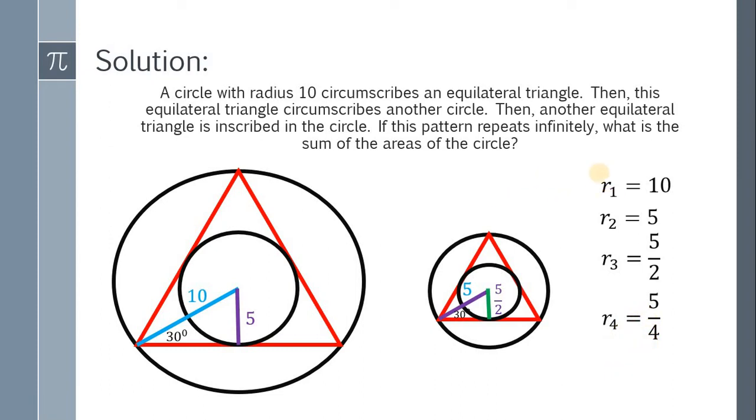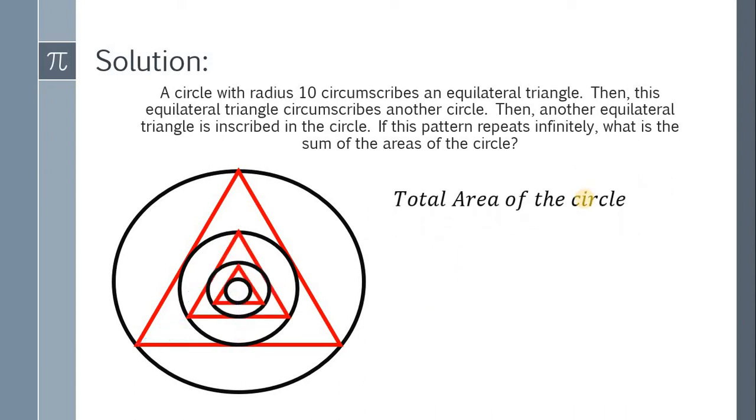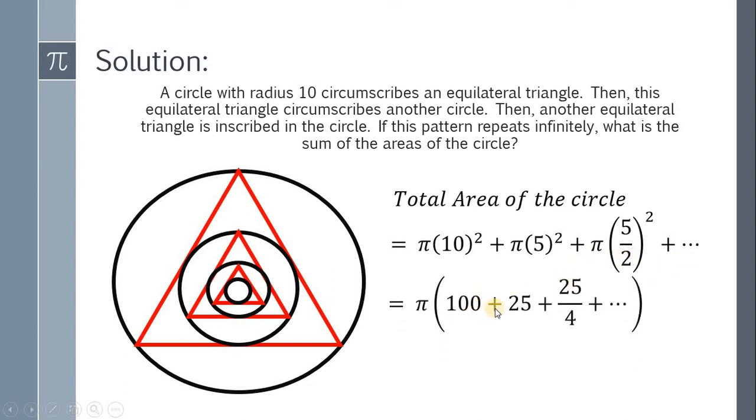Now, our goal is to find the sum of the areas of the circle. To find the area of the circle, we have the formula pi r squared. So, the total area of the circles in this diagram is equal to pi times 10 squared plus pi times 5 squared plus pi times 5 over 2 squared, and so on and so forth. Now, factor out pi, we have 100 plus 25 plus 25 over 4, and so on and so forth.